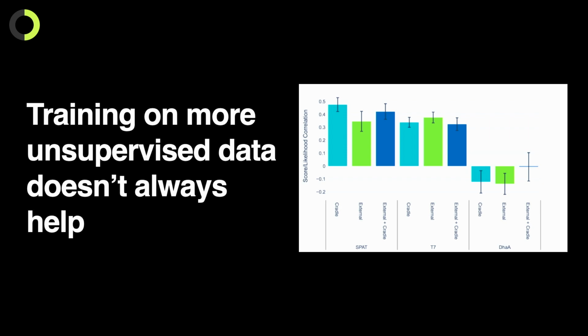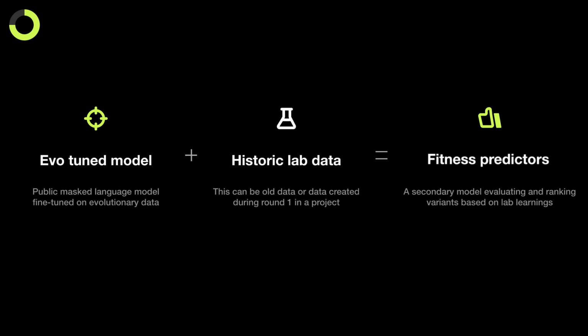So now we're at the point where we actually need to bring in the data from the lab. So a lab, they have historic data or just last round data that we use to train a simple regression model. It's called a fitness predictor, so it takes in a sequence and it predicts a performance score. With these 2 models, we put them together, we have variants, we rank them, we pick the top ones. Great, right?